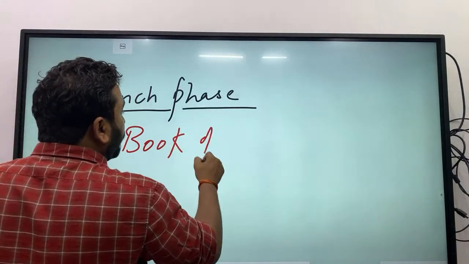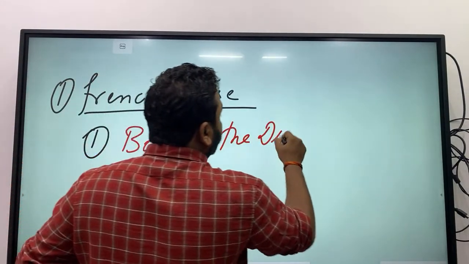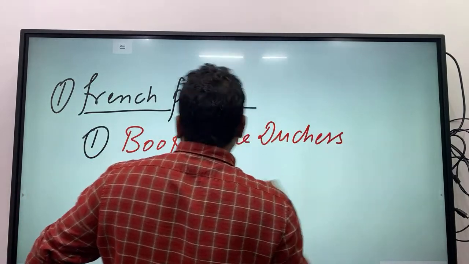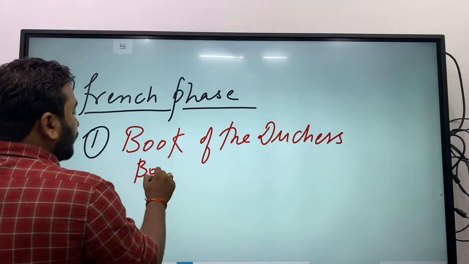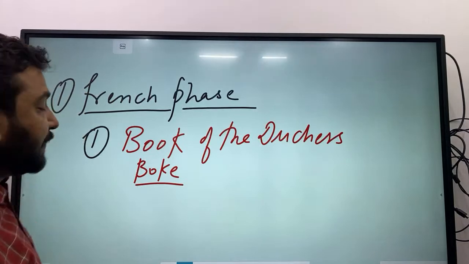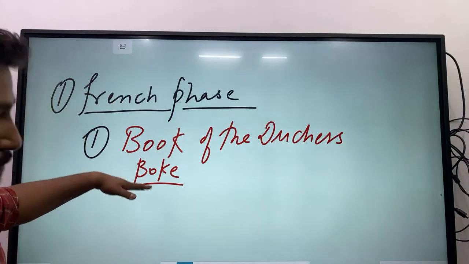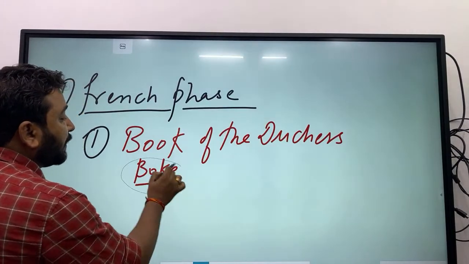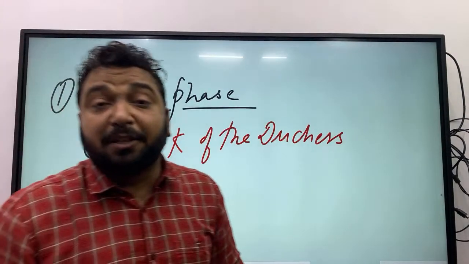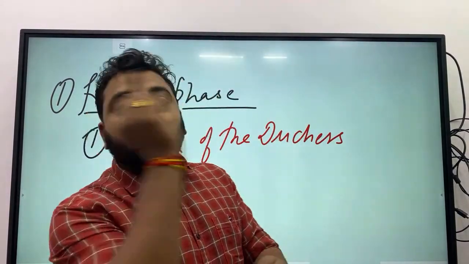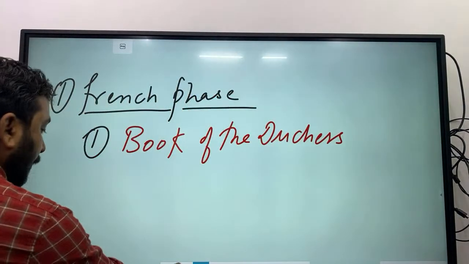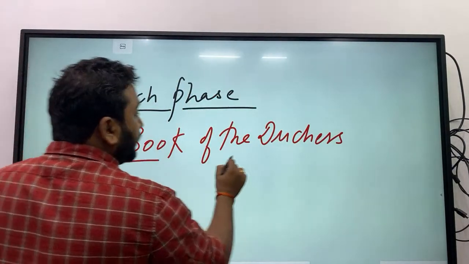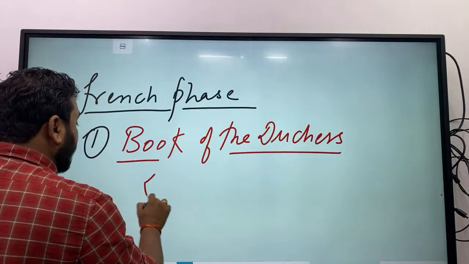You will find it as Book of the Duchess, but in proper title, proper publication, it will be Boke, B-O-K-E. If you go for the old style language, it will be Boke. I am going for modern style so that it will be easy for you to prepare. That's what we coaching people do. We make things easy for you so that you remember things, you hit the target. Now, Book of the Duchess deals with the story of Duchess Blanche.